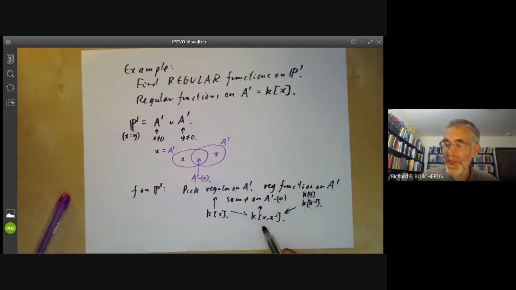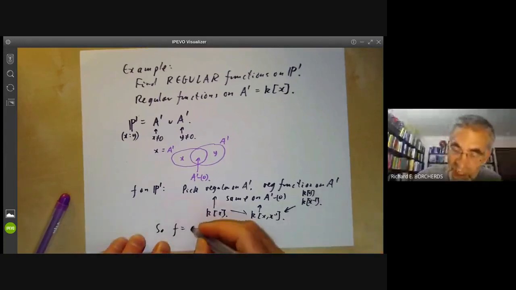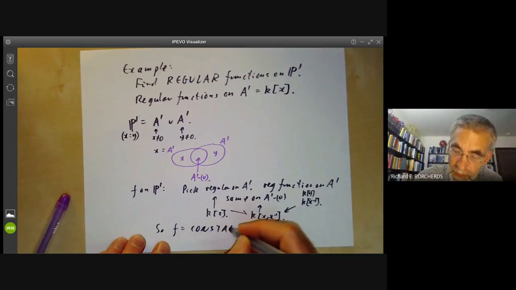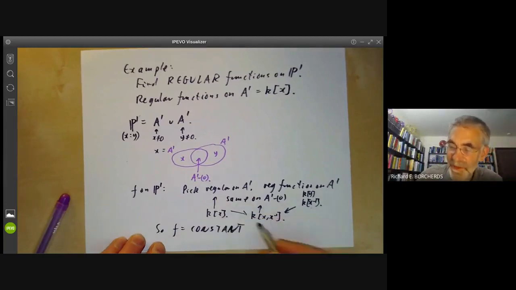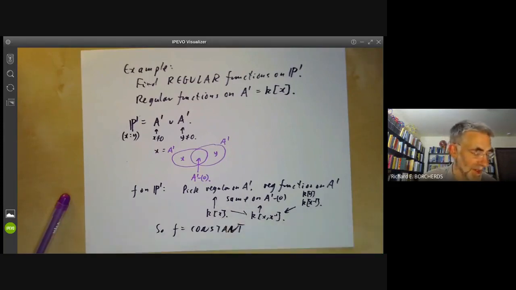Well, pretty obviously there's only a one-dimensional space of functions in here which you can produce in both these ways. So f must actually be a constant. So this is the only element of this ring which can be obtained as the restriction of something here and as the restriction of something there. So all functions on the projective line are just constants. Okay, next lecture we will show how to use regular functions in order to define morphisms of varieties.